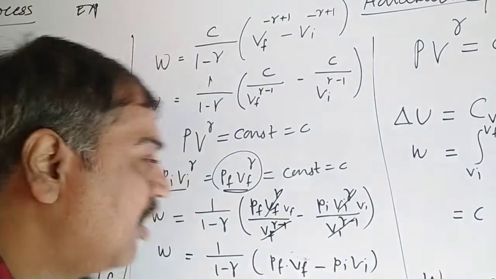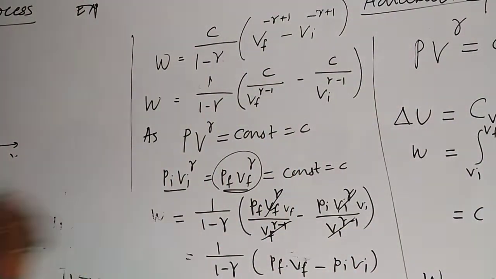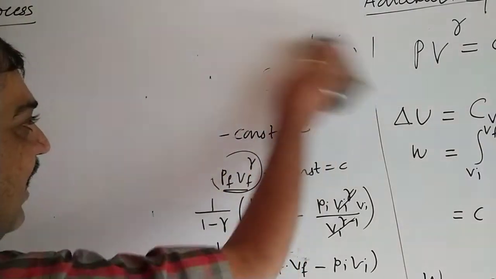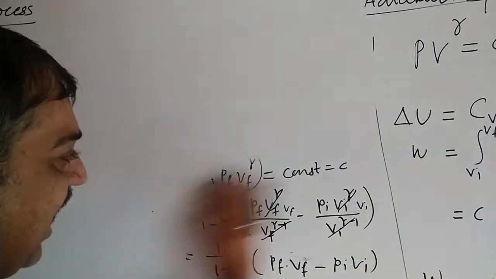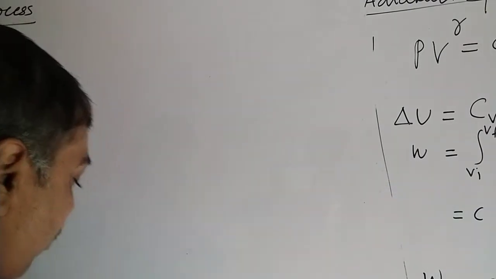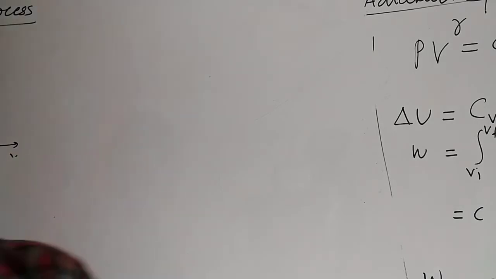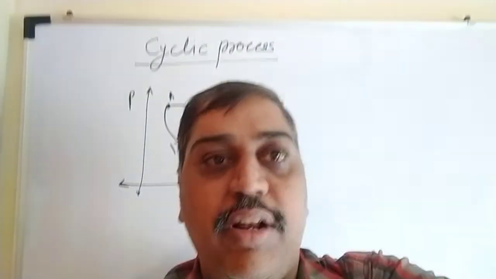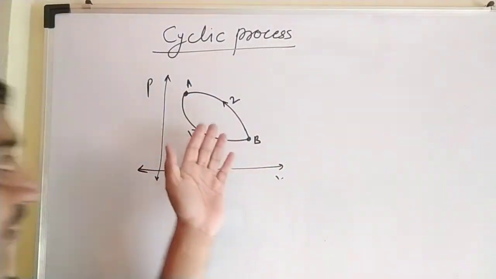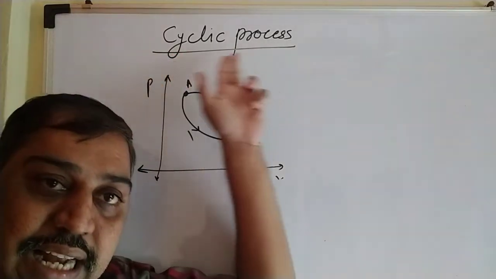That is the cyclic process. What exactly the cyclic process is, that we have to learn now. The cyclic process, as its name suggests, is in terms of a cycle. So let's start with the cyclic process. I have already drawn a diagram for it. What exactly is the cyclic process? As its name suggests, it is cyclic.